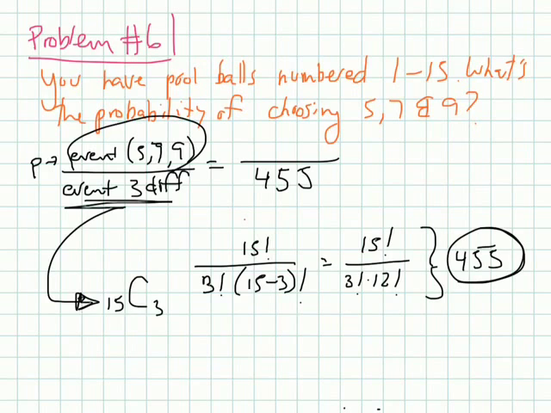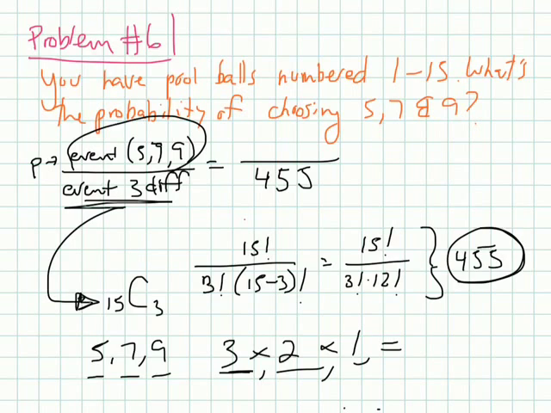Now we have to figure out how many different ways I can choose a 5, a 7, and a 9. I have 5, 7, and 9 to choose from. The first time I could choose either a 5, a 7, or a 9, so there are 3 different ways. The second ball I choose could be either of 2, one less than that, and then 1. So the fundamental counting principle says that there are 6 different ways to choose those 3 balls.